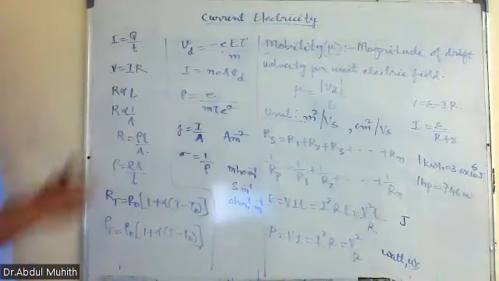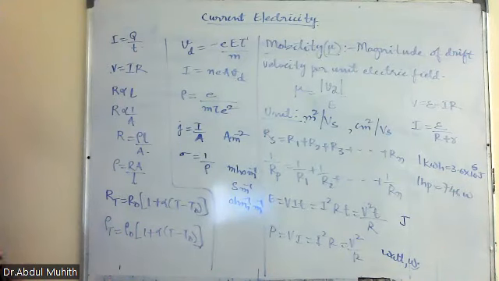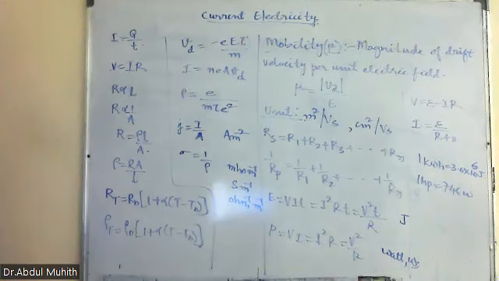Okay, and we have V is equal to E minus IR, I is equal to E by R plus capital R. Is that clear? So please note down these formulas. Then we will go with the next, cells in series and cells in parallel.